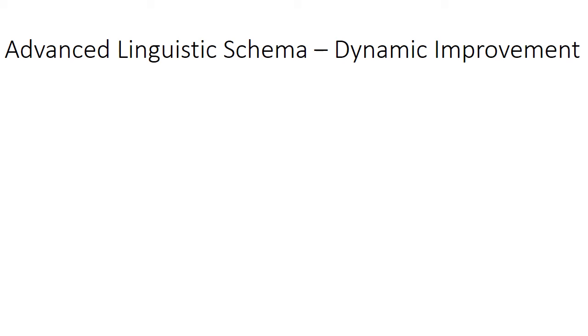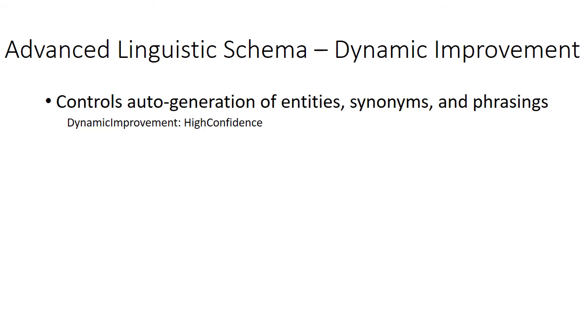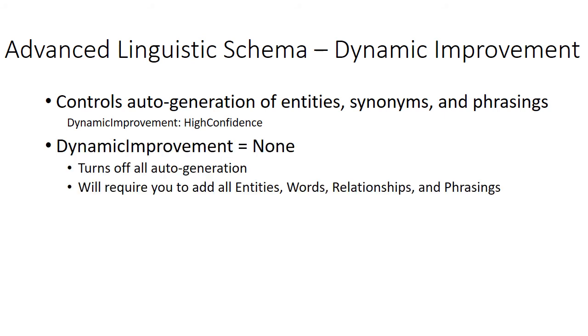The last feature of the linguistic schema I want to teach you about today is the dynamic improvement property. This property controls how Q&A automatically generates objects in the linguistic schema, including entities, synonyms, relationships, and phrasings. Dynamic improvement is normally set to high confidence, which restricts automatically generated objects and synonyms to those which Q&A is confident are valid. If you set it to none, you are taking complete control over the content of the linguistic schema by turning off auto-generation completely, ensuring that your model will be unaffected by changes or improvements that occur from time to time in Q&A's auto-generation heuristics.